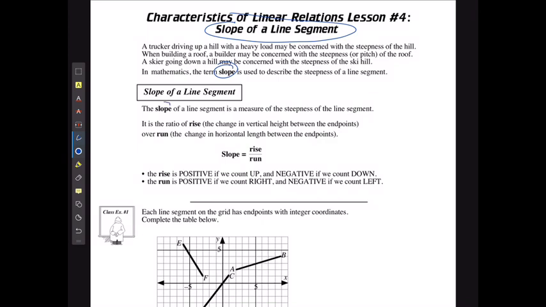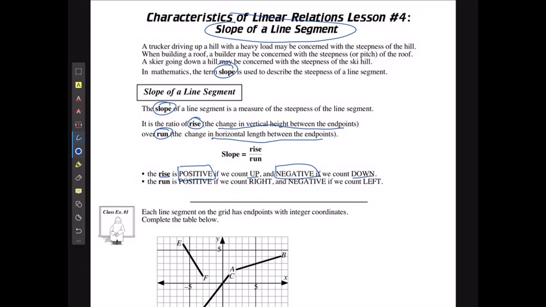So, the slope of a line segment is a measure of its steepness in a ratio of rise, or the change in the vertical height between points, over the run, which is the change in the horizontal length between 2 points. We always assume that a rise is going to be positive if we count up and negative if we count down.